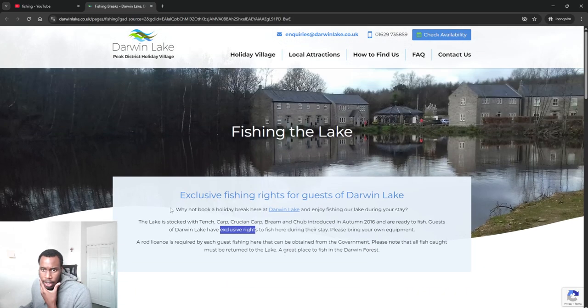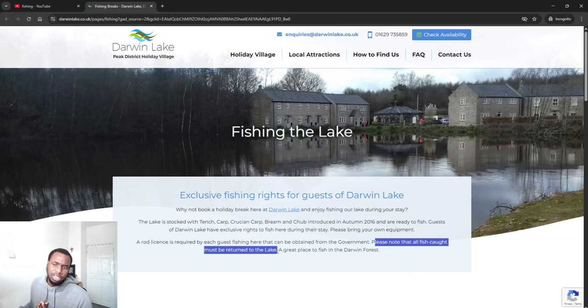And let's look at this last part. A rod license is required by each guest here so that it can be obtained from the government. Please know that all fish caught must be returned to the lake. A great place to fish in the Darwin forest. That's interesting. I don't know why you'd fish and then have to put it back. But maybe that's something that's interesting to that ideal customer profile.